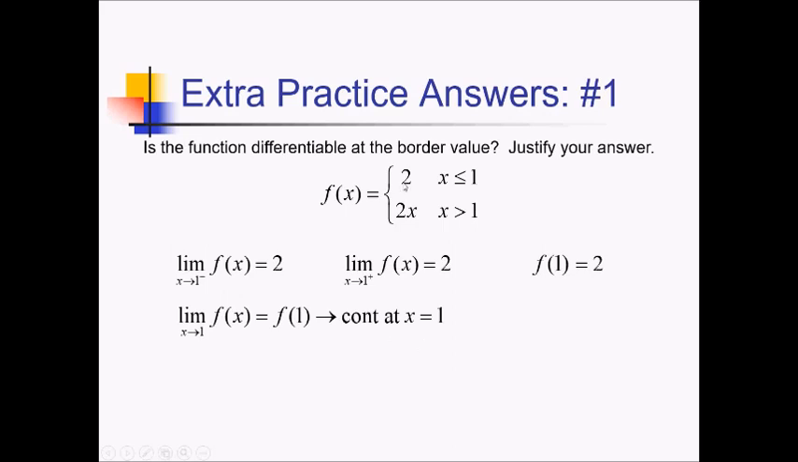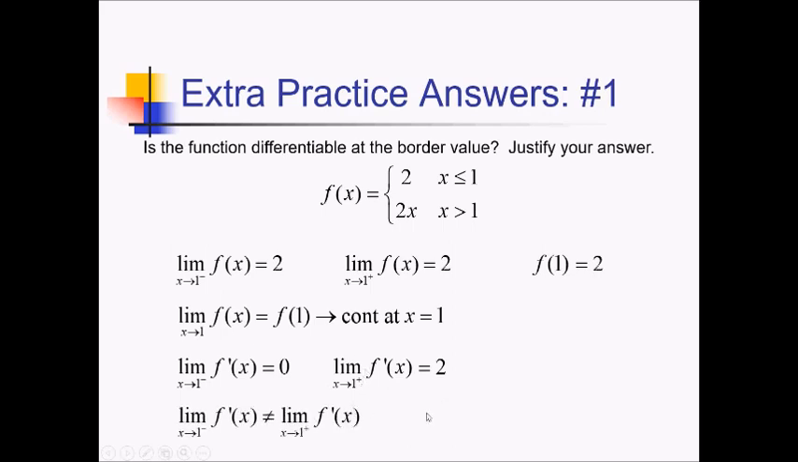Next, let's see if the slopes of these rules are going to match up. So now I need the left side limit as x approaches 1 of f prime of x. So that's going to be taking the derivative of this less than 1 rule. Derivative of 2, since 2 is a constant, that's just going to be 0. And then for the right side limit as x approaches 1 for f prime, now we're taking the derivative of this after 1 rule. Derivative of 2x is 2, constant value of 2.